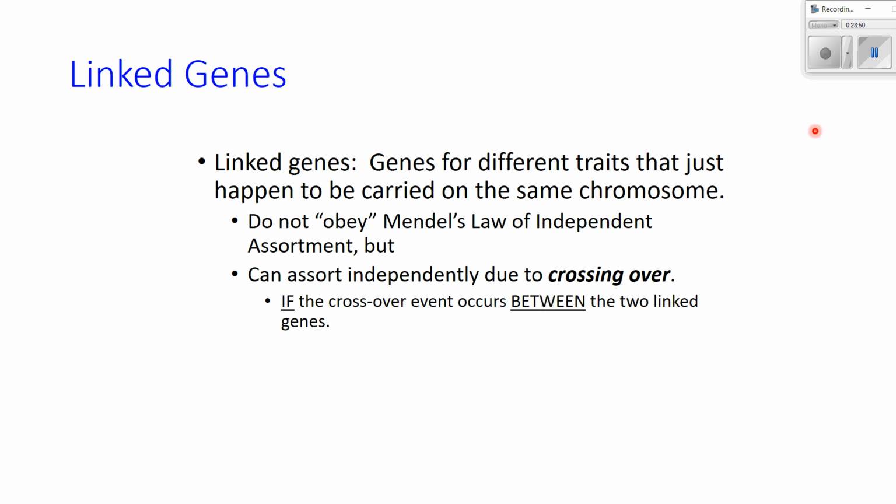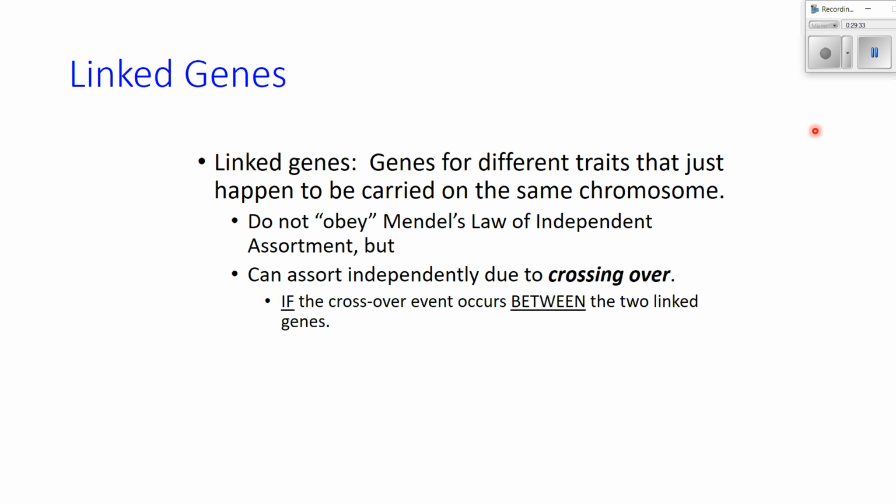Okay, just to recap here, the concept of linked genes, which we will discuss in much more detail later. Linked genes are genes for different traits that just happen to be carried on the same chromosome. They do not obey Mendel's law of independent assortment. However, they can assort independently due to crossing over. Crossing over is when homologous chromosomes break off pieces of DNA and swap with each other. Remember, that happens in prophase 1 of meiosis.